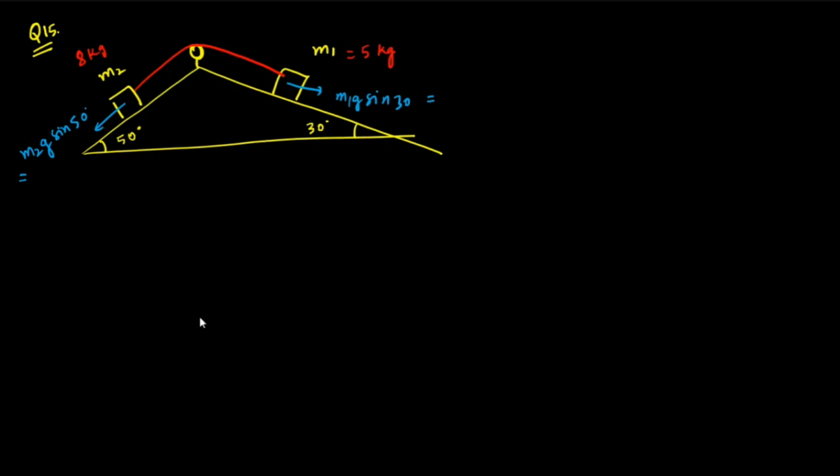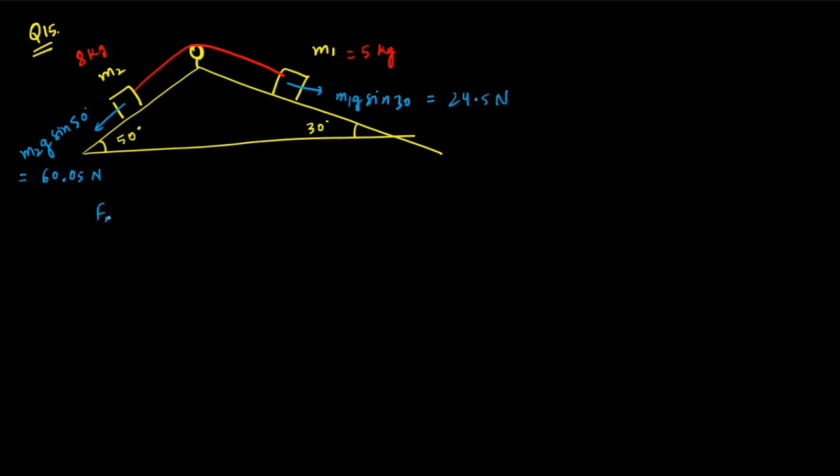60 for M2g sine 50. 60.05. And what about this one? Got 24.5.